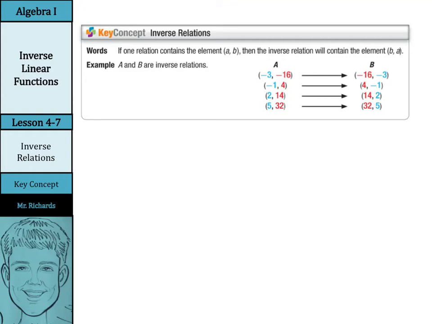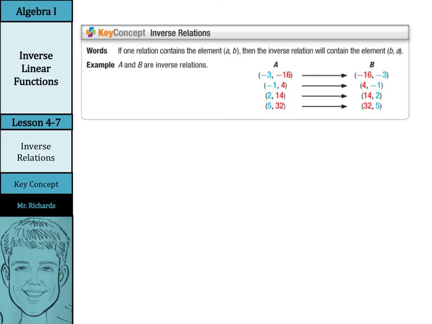Today's lesson is on inverse linear functions. Our key concept here is inverse relations, and in words, if one relation contains the element (a, b), then the inverse relation will contain the element (b, a).